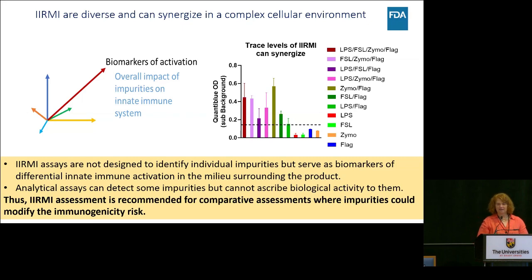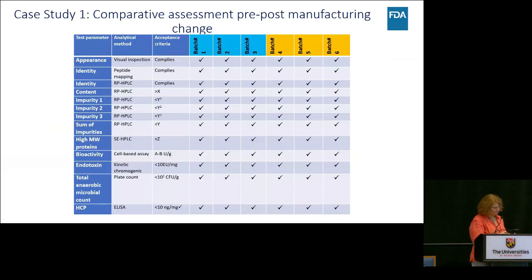Again, this is why we're not looking for assays that can detect necessarily endotoxin, or necessarily flagellin. We're looking for broad spectrum assays that can detect impurities or a combination of impurities that change the innate immune system. And, going back to the question, is this really necessary? I thought I would share an example, which is actually a composite from a couple of things that we've seen.